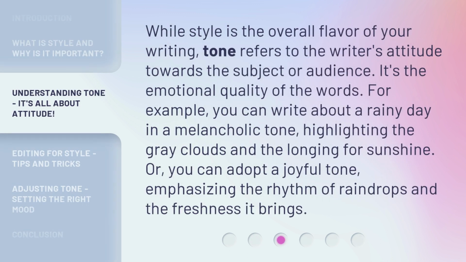While style is the overall flavor of your writing, tone refers to the writer's attitude towards the subject or audience. It's the emotional quality of the words. For example, you can write about a rainy day in a melancholic tone, highlighting the gray clouds and the longing for sunshine. Or, you can adopt a joyful tone, emphasizing the rhythm of raindrops and the freshness it brings.